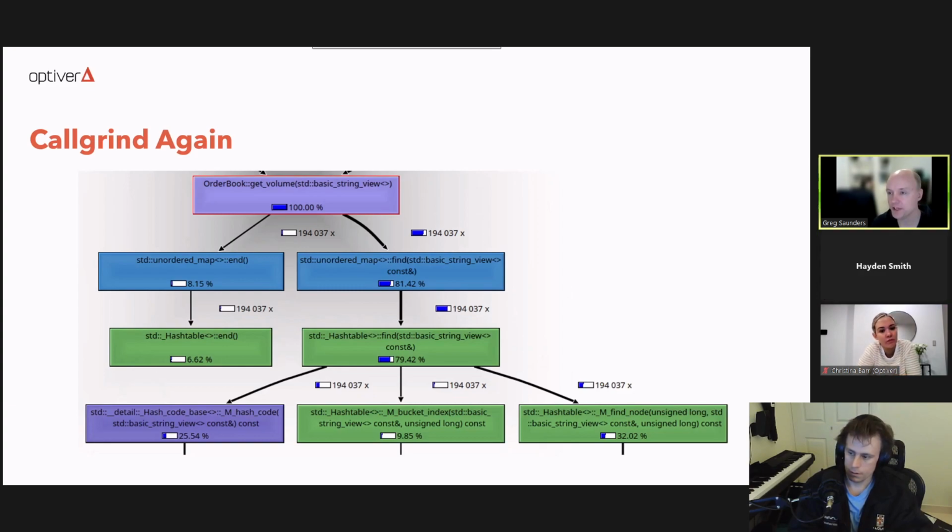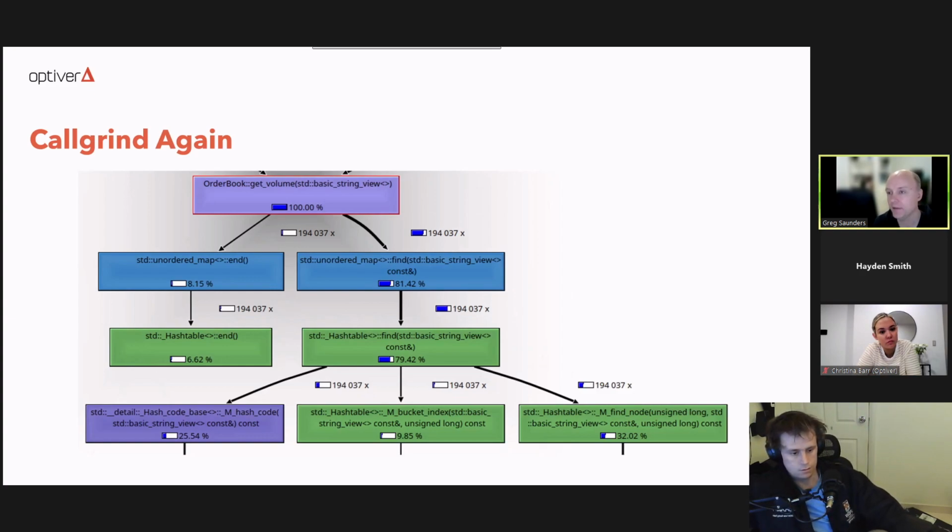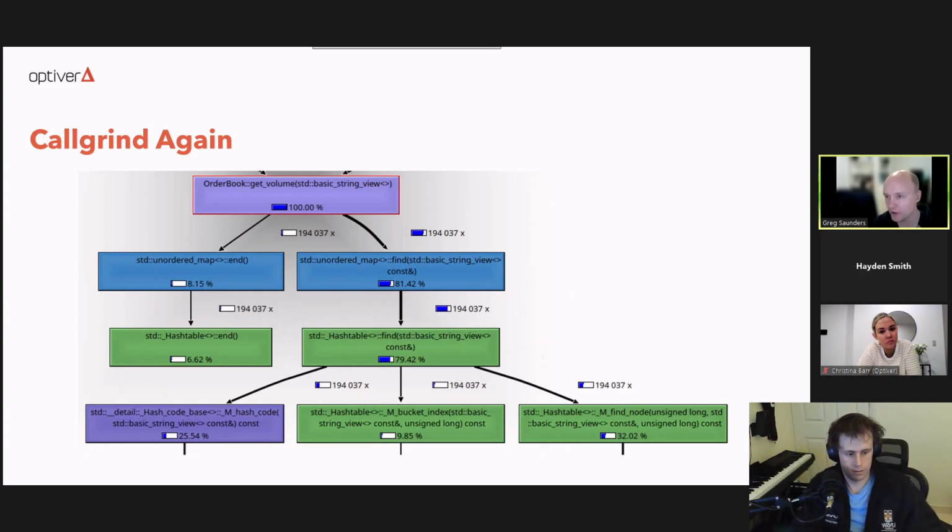So the number of iterations is determined by the Valgrind and Callgrind tools. Basically, if it doesn't take long to run your function, then it will run it more times. But if it takes a relatively long time to run your benchmark, then it will run it fewer times. So basically, the number of iterations should increase as you make your function faster.